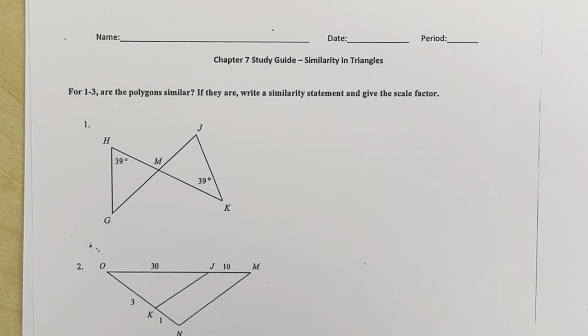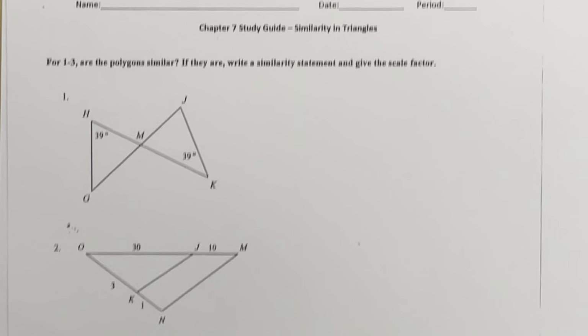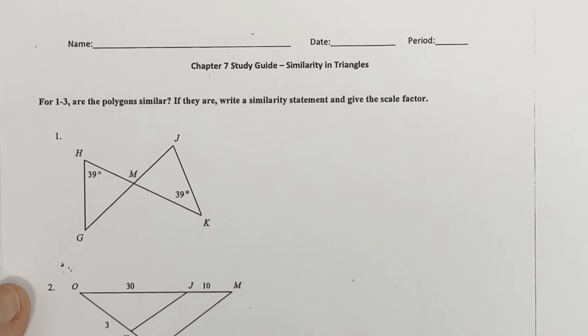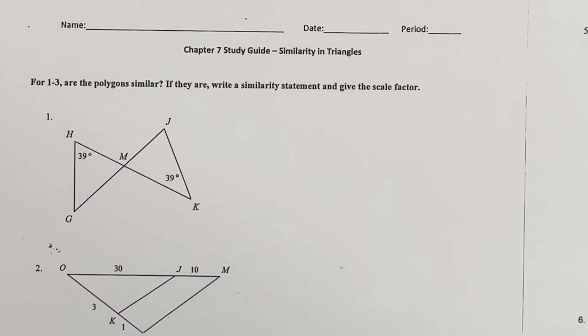We're going to do our Chapter 7 study guide over similarity in triangles. And so we're going to get ourselves started. So just remember that similarity means two triangles that are the same shape but different sizes. So some kind of dilation has occurred. Either it has gotten larger or it has gotten smaller by some scale factor.